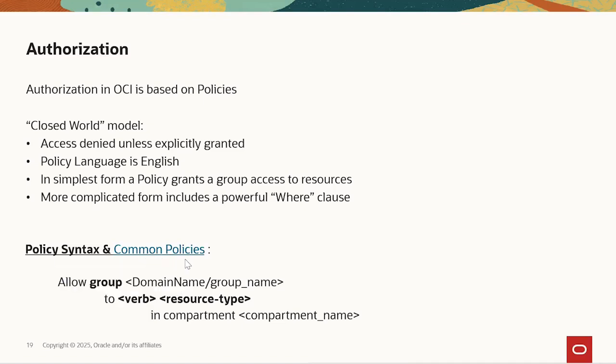We have something called common policies linked here. It's public documentation that talks about some common use cases for which customers would want to create policies, so it has a bunch of examples. You can just go ahead and look into the documentation. If your use case is covered there, you can pick your policy statements from there and use those statements. You just have to update the group name to what it is for you, and then update the compartment where you have to scope it.